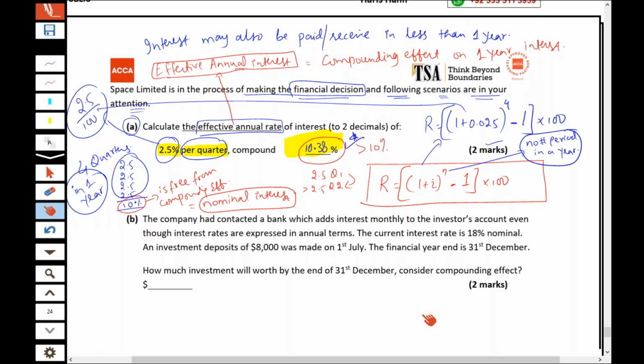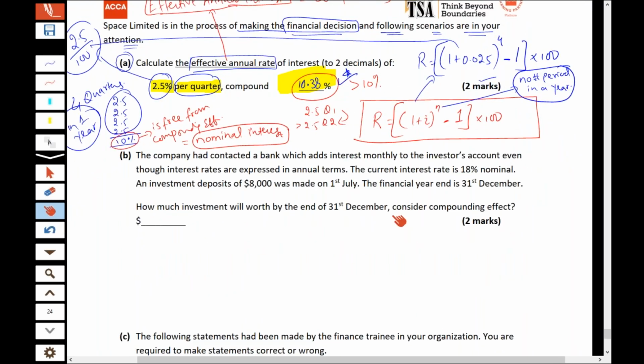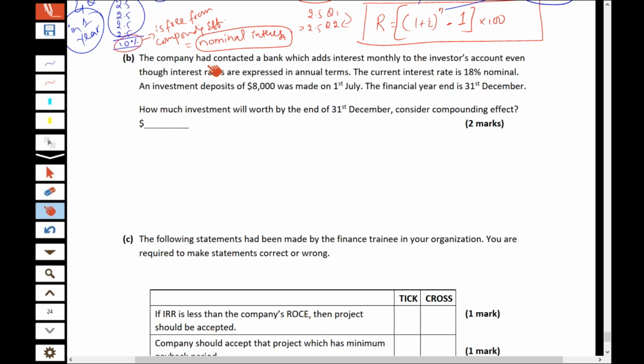Now, part B. So my answer is 10.38%. Now part B. Read this question. The company had contacted a bank which adds interest monthly to the investor's account, even though the interest rates are expressed in annual terms. The current interest rate is 18% nominal annually. So that means 18 divided by 12.